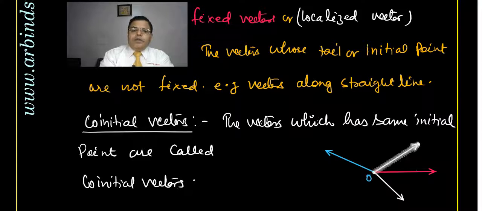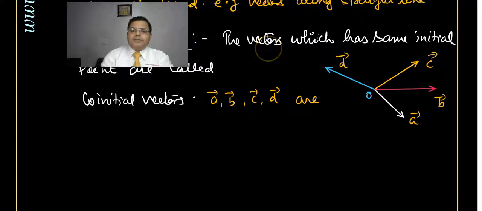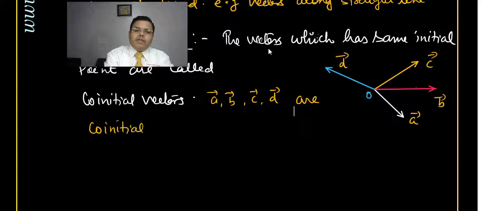So they are called co-initial vectors because they have vector A, this is vector A, this is vector B, this one is vector C, and this one is vector D. So here A, B, C, D are starting from the same point O, are called co-initial vectors.